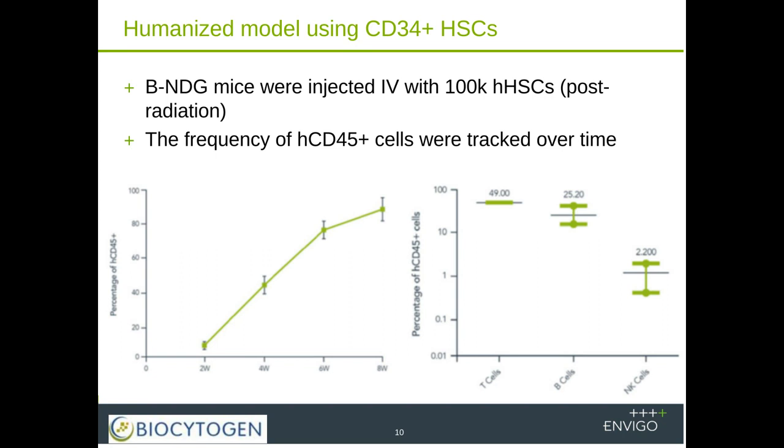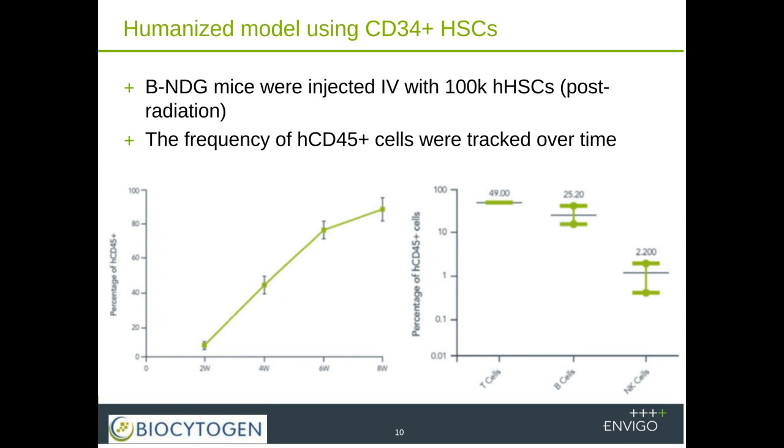As mentioned, they also did humanization studies utilizing CD33 positive HSCs. For these studies, the BNDG mice were injected IV with 100,000 of these human hematopoietic stem cells after radiation. And then they tracked the frequency of these human CD45 positive cells over time. And that is what we can see here on the left.